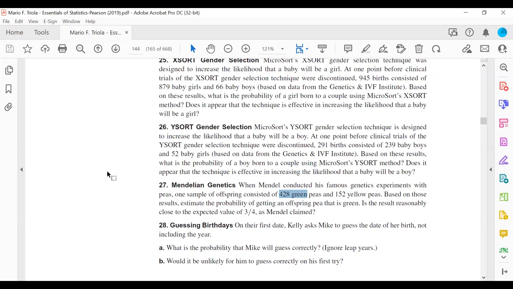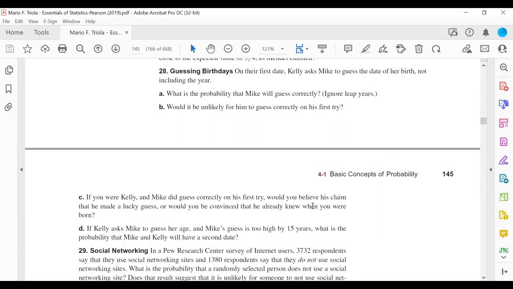All right, B, would it be unlikely for him to guess correctly on his first try? Yeah, 1 out of 365, yes, definitely. C, if you were Kelly and Mike did guess correctly on his first try, would you believe his claim that he made a lucky guess, or would you be convinced that he had already known when she was born? I'm going to go ahead and just say he's a stalker. No, he already knew. I mean, you have social media. Don't y'all put your birthdays on there? He probably looked her up and knew when her birthday was, right? He knew already.